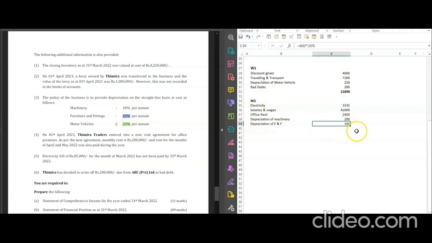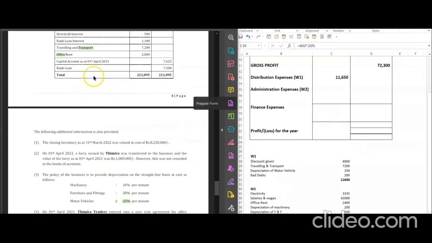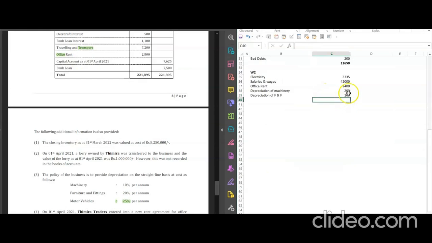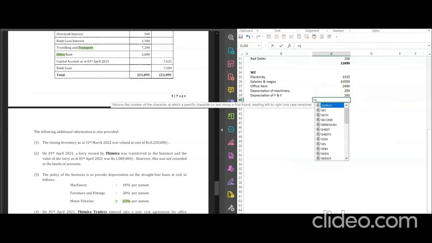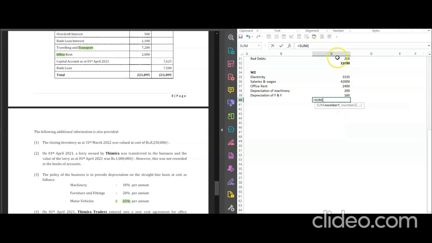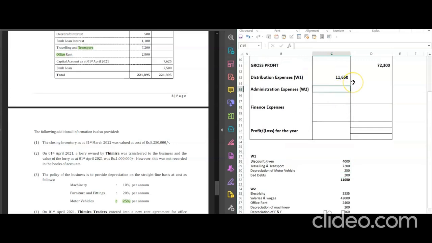And finally, we see is there any other thing to add? Nothing is there to add. We have taken everything from the trial balance. So just take the total of that. If you take the total of that, you get 48,095. So you add it to your administration expense, that 48,095.